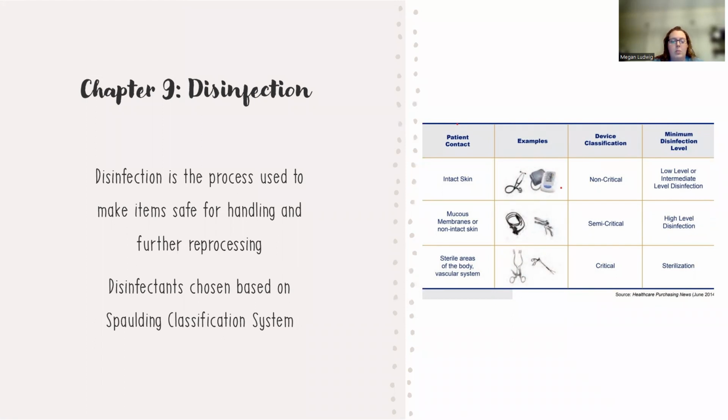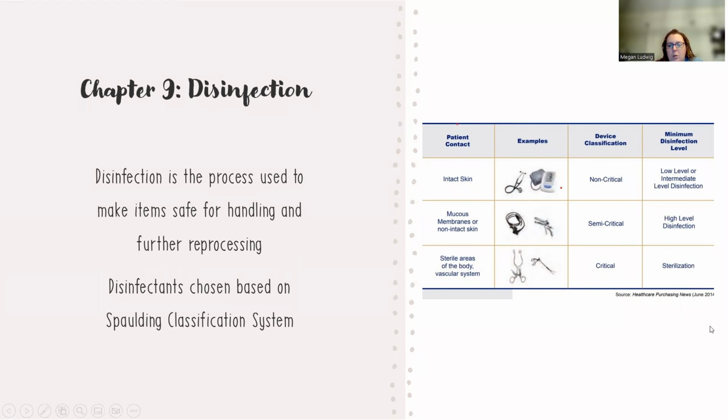Disinfectants are chosen based on something called the Spalding classification system. So that's an important thing to know because not everything is going to be processed the same way. It depends on the type of item that you're going to have. So those classifications that you will need to know are non-critical, semi-critical, and critical. And it depends on how it's going to be contacted by the patient.